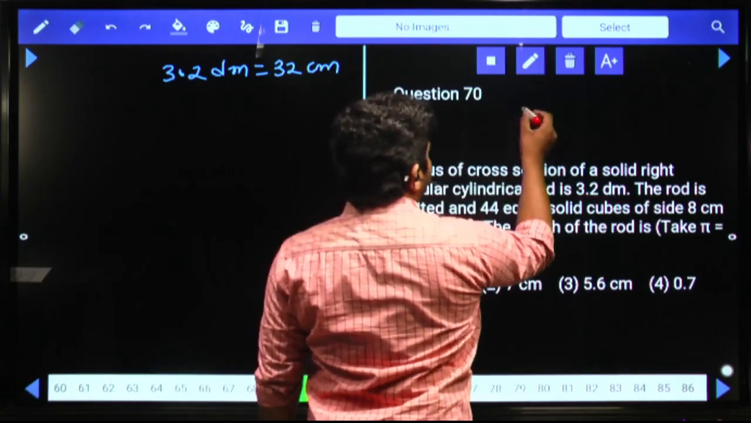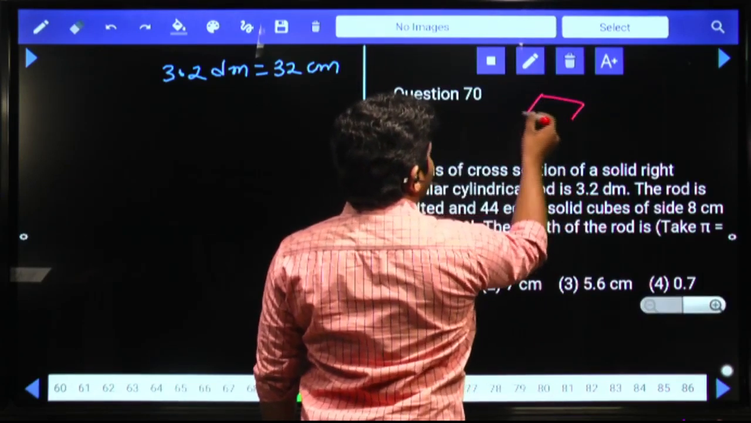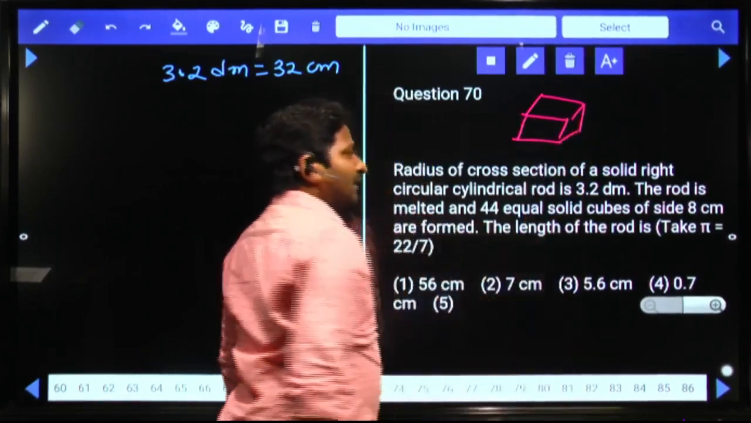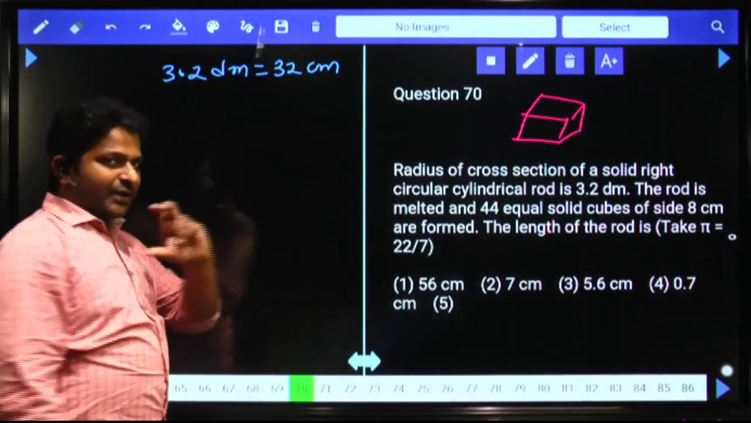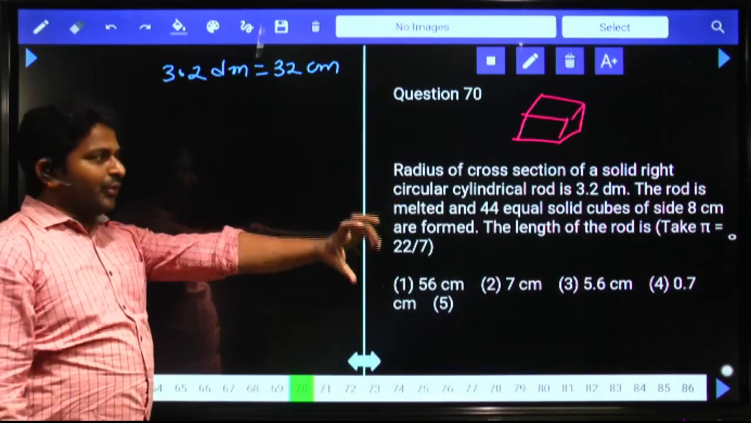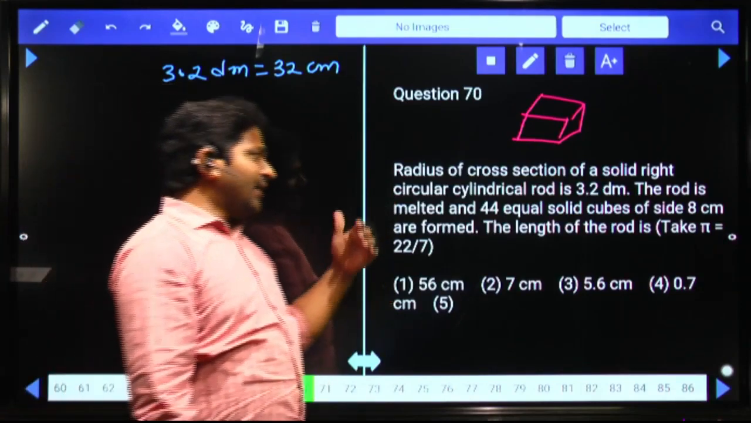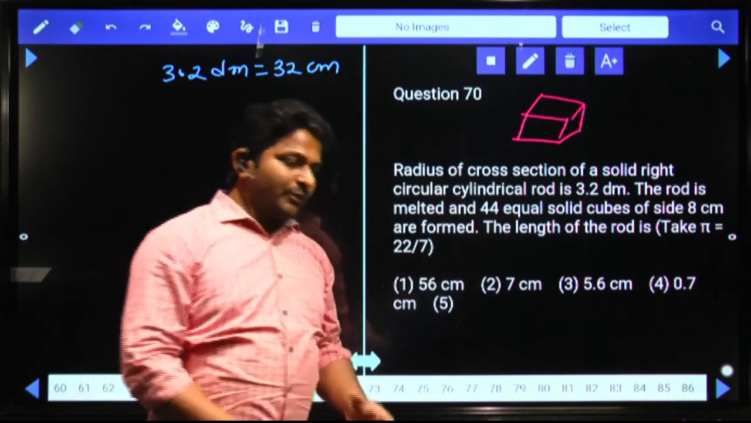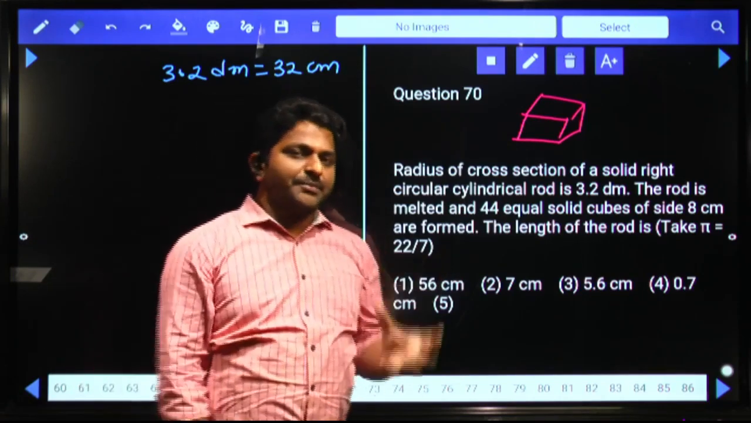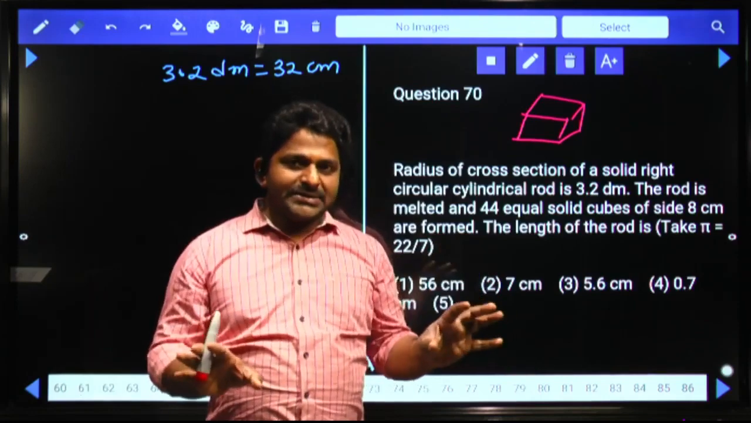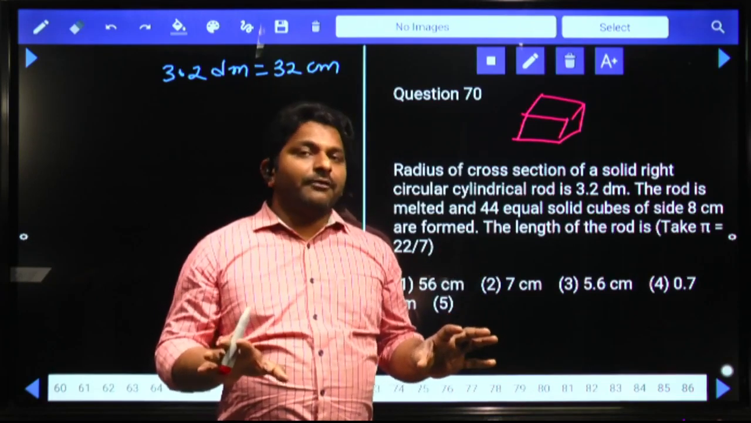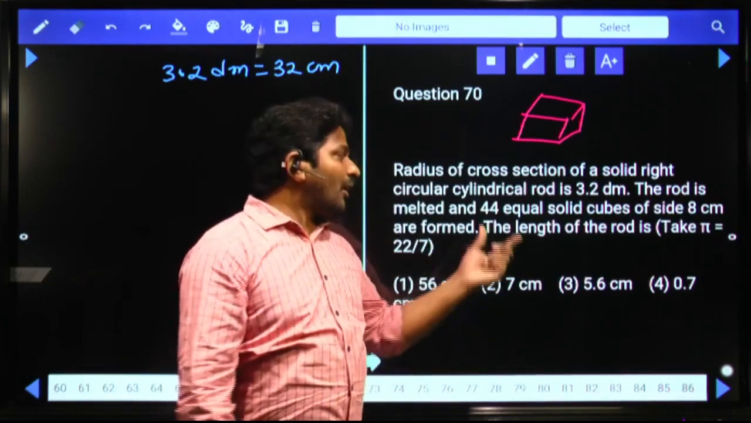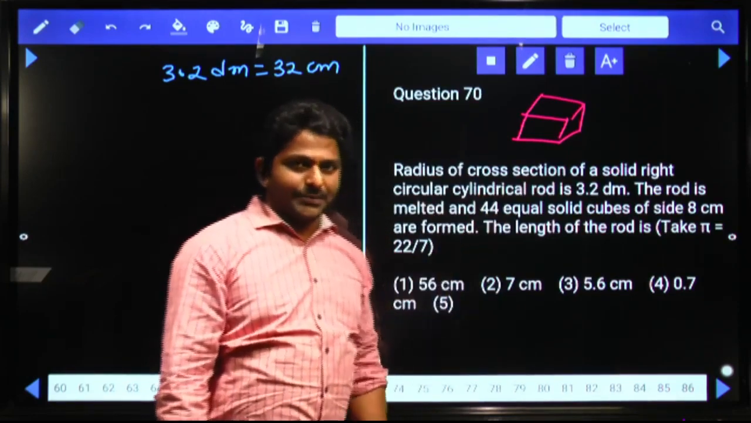So cubes are formed. A cube will be a 3-dimensional figure. Now, using one straight cylindrical rod, we are melting it and again recreating 44 equal solid cubes. So since we melt the rod and form cubes, in both cases the volume of the cylindrical rod should be equal to the volume of 44 solid cubes.